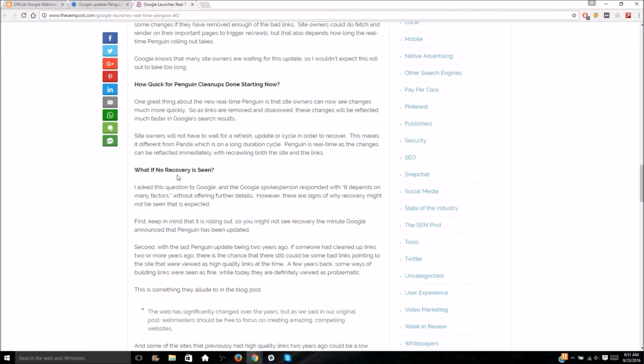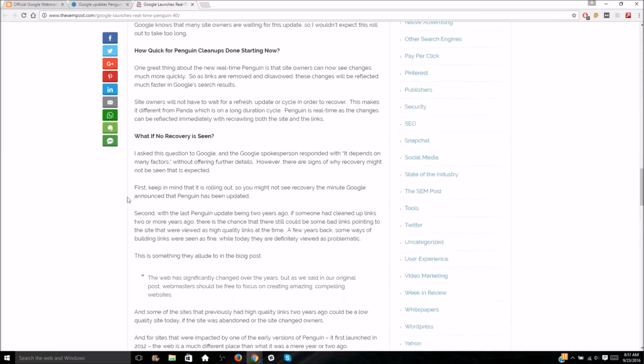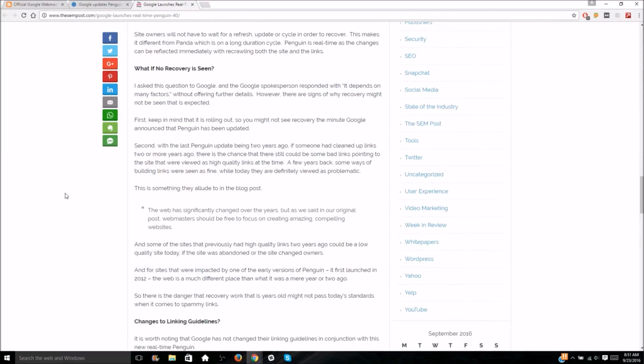What if no recovery is seen? I asked this question to Google, and the Google spokesperson responded with, "It depends on many factors." So yeah, they're just kind of being a little vague with it. Depends on a ton of factors, obviously.